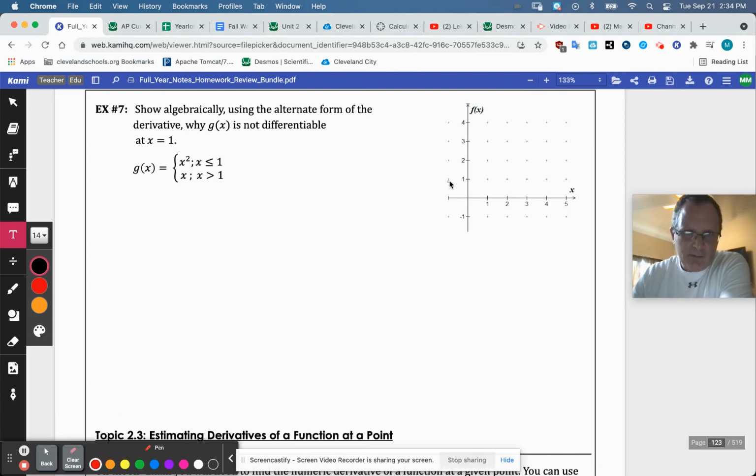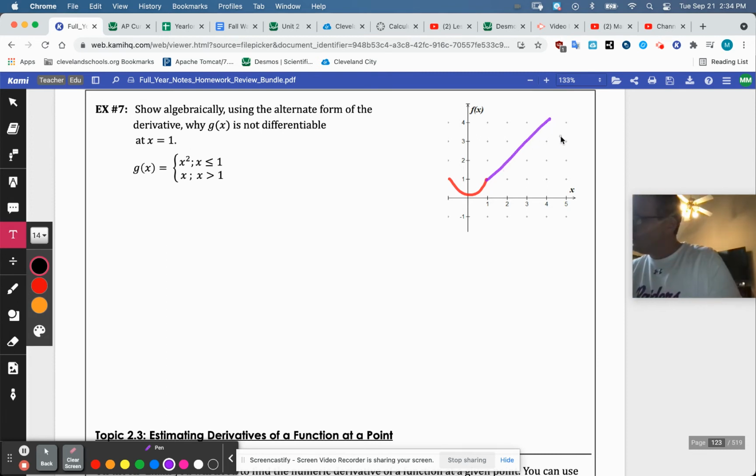X squared is going to look like that. And then when I get to 1, I'm supposed to switch to y equals x. So, hey, that looks pretty good.